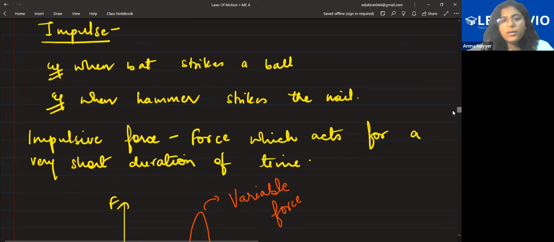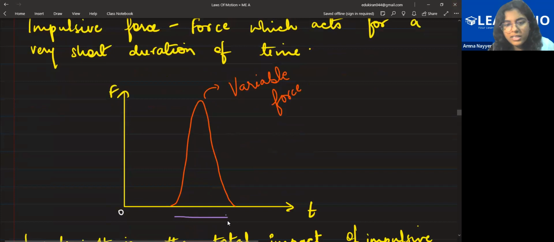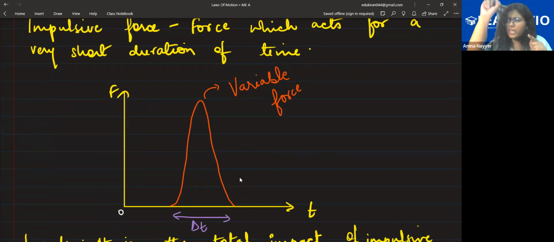So when a bat strikes a ball, when a hammer strikes a nail, that duration is very short, because we immediately lift up the hammer. Forces which act for a very short duration of time are called impulse. This is a good graph. It shows the duration, delta t, the time duration. Immediately a very high and sharp force, and then nothing, because this time is very short.